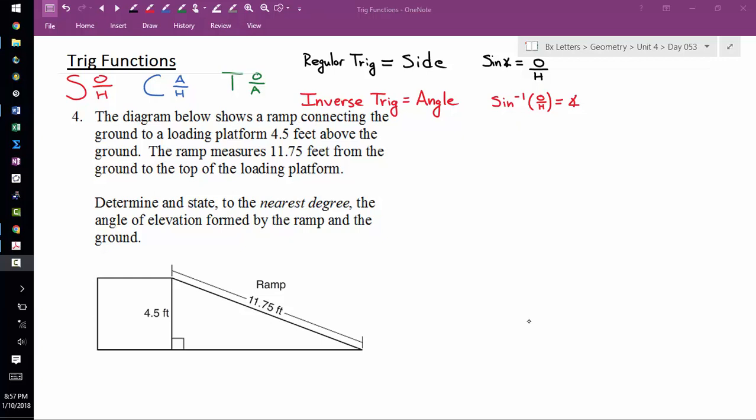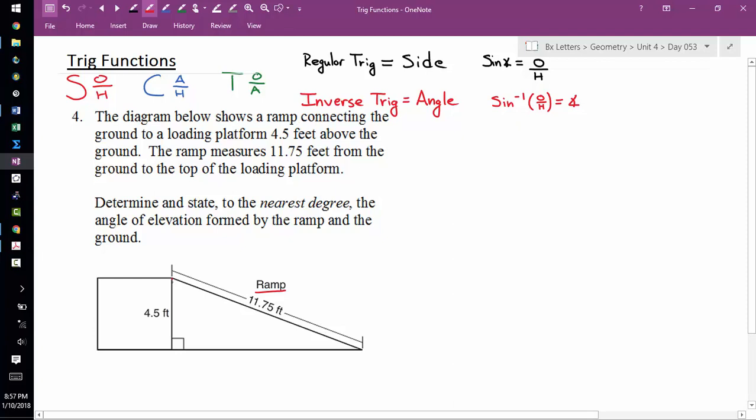Problem 4 is a very common core looking problem here. It's more of an application one where they give you a real world situation, a ramp. The other 3 problems were straight from the Common Core geometry regents, but this is probably what you can expect on a future regents, is kind of like an application.